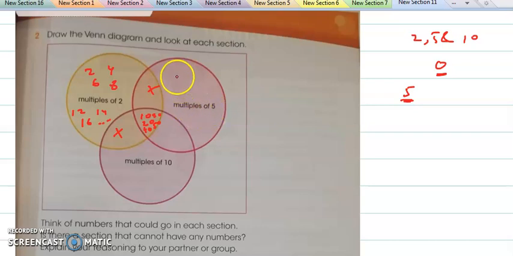And then multiples of 5, I can say 5, 10. 10 we already wrote. 15, 20 we already wrote. 25, then 30 we already wrote, and so on. There are so many other numbers which are multiples of 5.